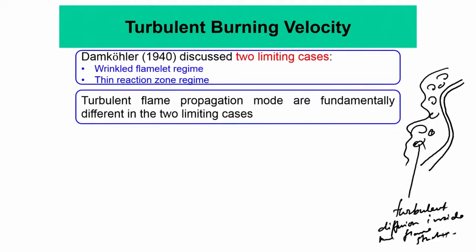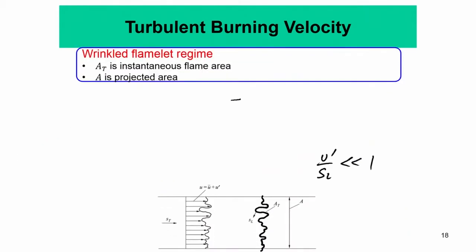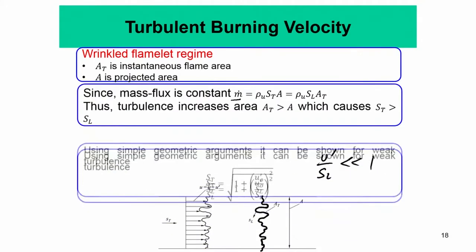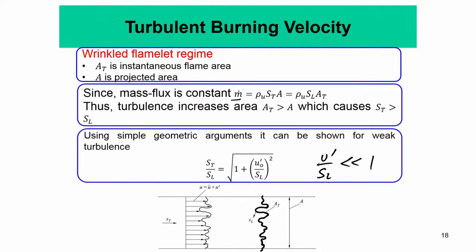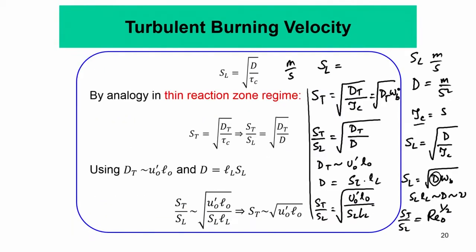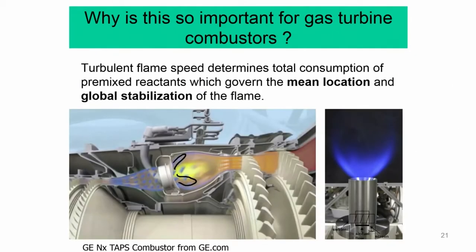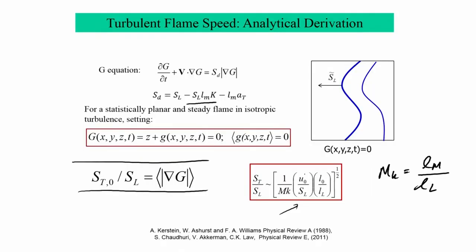Then we went into a model for the turbulent flame, and we showed why the turbulent burning velocity is important. By considering the mass flow rate into the wrinkled flame surface, we can define an averaged turbulent flame speed. Then we went on to find the turbulent flame speed for the thin reaction zone regime, and we showed why turbulent flame speed is important.